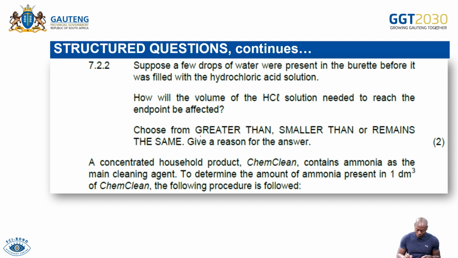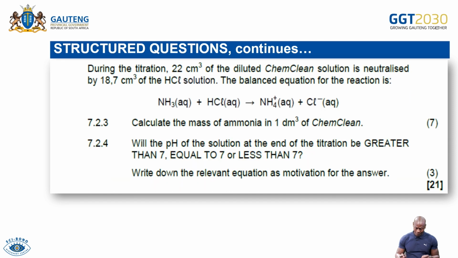We're expecting the volume of the hydrochloric acid solution to be greater. So how will the volume of hydrochloric acid solution needed to reach the end point be affected? It will be greater, because when you add water, what happens to the volume of the solution? The volume of the solution will increase. So give a reason for your answer.